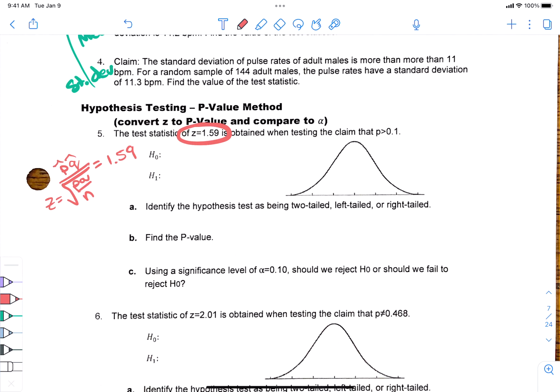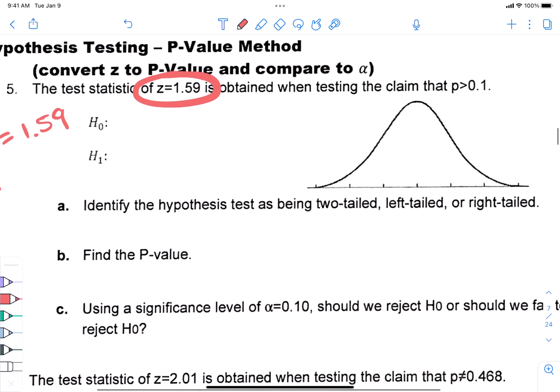We are trying to claim that P is greater than 0.1, okay? Our null hypothesis always refers to P, and the first one, the null hypothesis, is always equal to. We always start with equal to. So we're going to say that it's equal to 0.1. Now, in the problem that we did before, our alternative hypothesis was P was not equal to 0.1. But in this one, we're saying P is greater than 0.1. Okay? So, rather than using not equal to, or less than, this one we're using greater than.